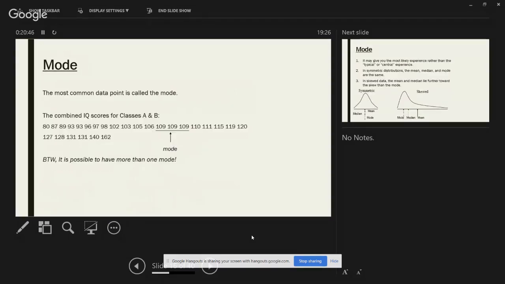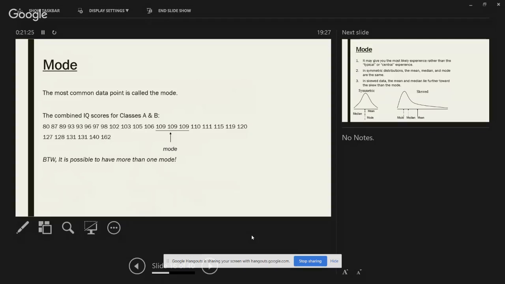Now moving on to mode. Mode is quite different from mean and median. The calculation here is not similar to what we did in the last examples of mean and median, but it is completely different. Mode is the most common point. If we have the IQ scores of class A and class B combined, which is a total of 26 numbers, we can see that 109 is the IQ score which repeats most of the time.